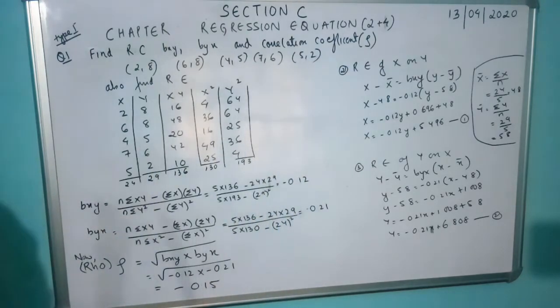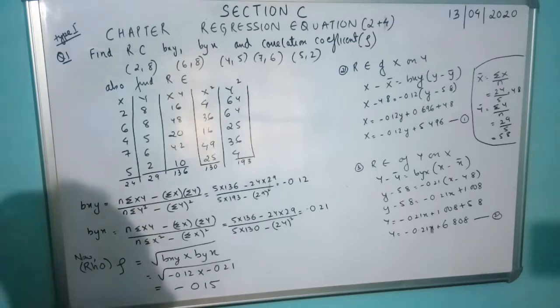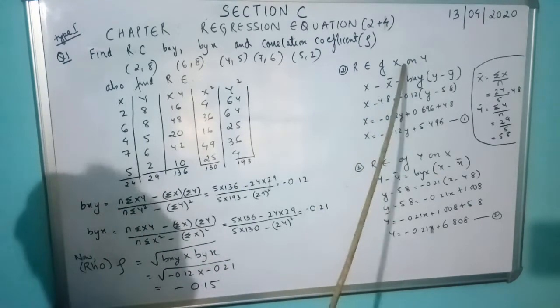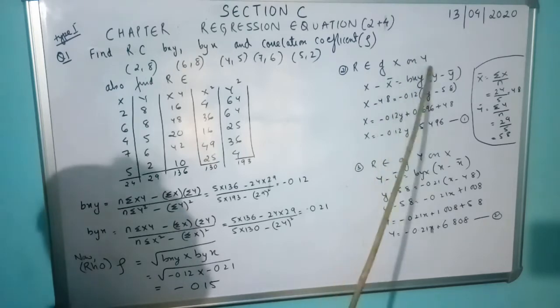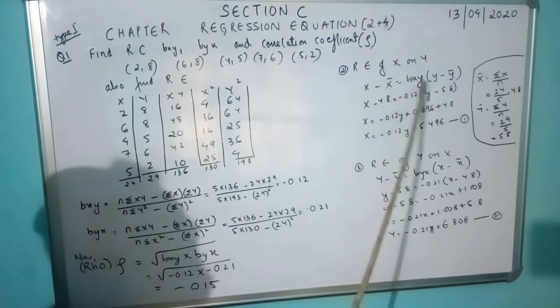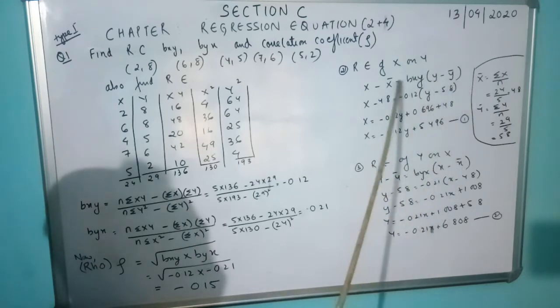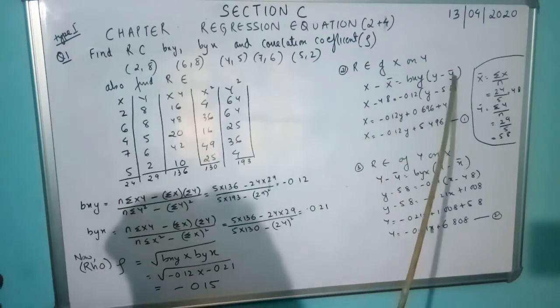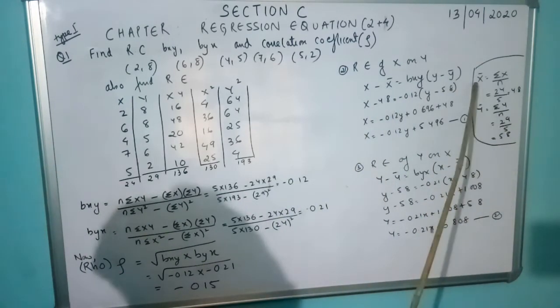So I've got an additional question for you. You have to find the regression equation also. In lecture 1, I've already given you the formula. The regression equation of x on y is, since it's x on y, it'll start with x. So x minus x bar equal to bxy into y minus y bar. See the unknowns: x bar, y bar, bxy. Bxy I have already calculated, minus 0.12. So the only thing I need to calculate is x bar and y bar. Again in lecture 1 I have already given you the formulas.